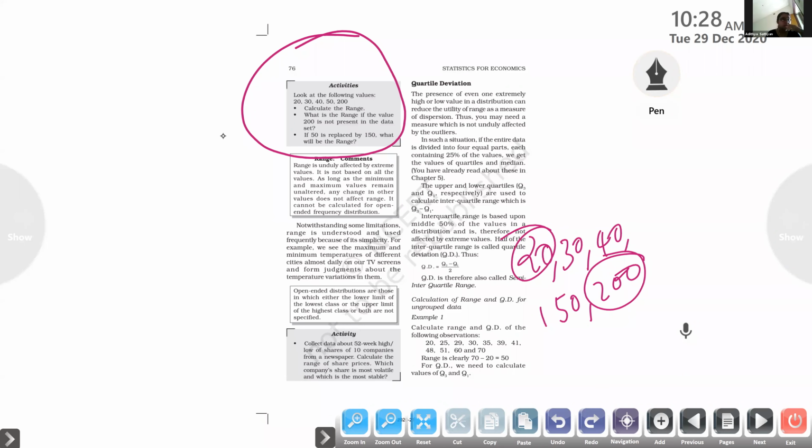So if the dispersion is small, we can say that there are not many differences between these data. It's a small number. If the dispersion is a large number, definitely we can say that there are huge differences between these data. Clear? That idea clear? That's what we are using range for, to find out the dispersion, the difference between the data.